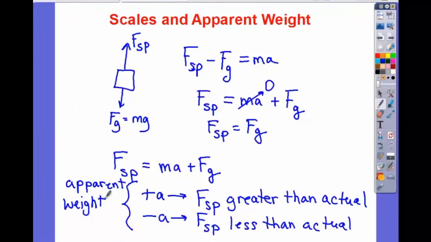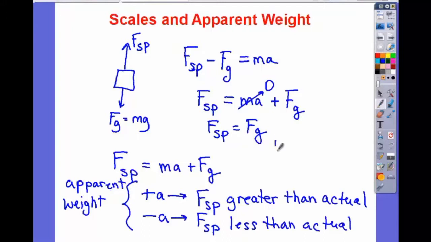So that brings about another question. If I'm riding in an elevator and the elevator cable breaks, what's the scale going to read? A breaking cable, which is what holds the elevator up, would cause the upward force to disappear. If a scale reads the upward force, then the scale is going to read 0.